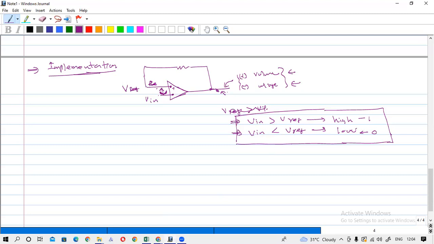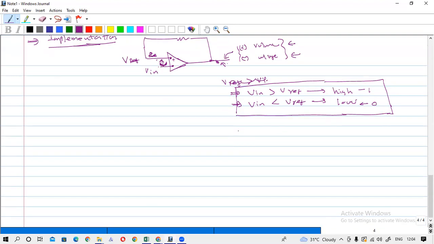Okay, so we will take this one. We called it a comparator. If you are using op amps in this manner, it is a comparator actually. It compares two voltage levels, V ref and V in. It compares this voltage and this voltage, and gives an output according to the comparison: the high voltage value or the low voltage value. That is the thing you should understand here.